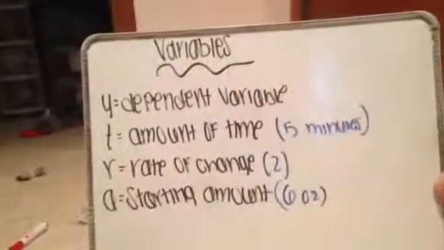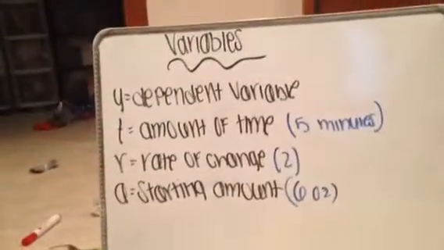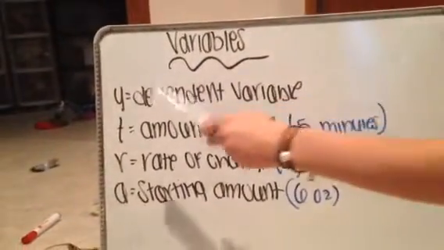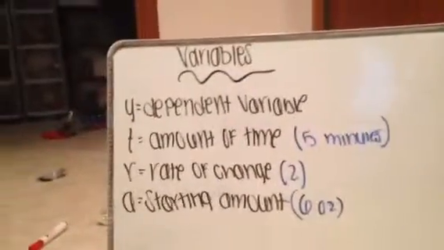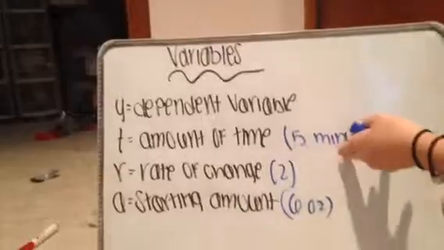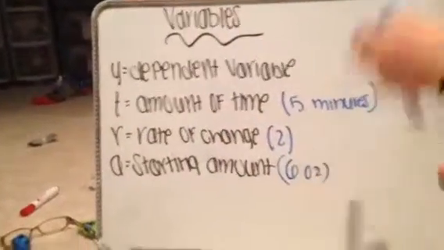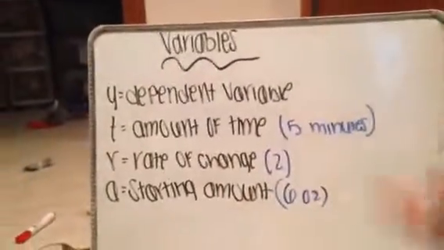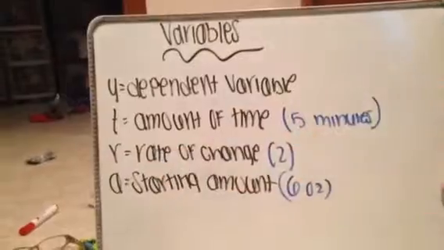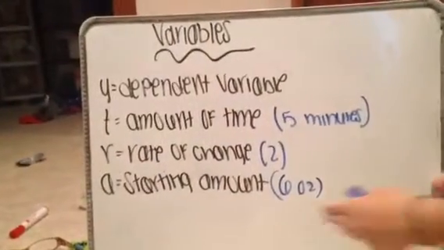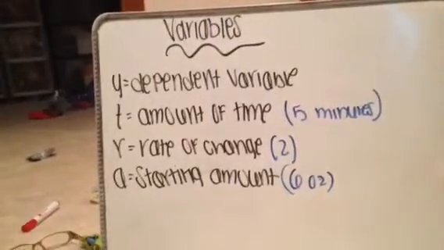Okay, so the variables in the word problem: y is the dependent variable. Y is just always the dependent variable. T is the amount of time, and the amount of time was the 5 minutes. So 5 is t. And then r is the rate of change. The rate of change in the problem was 2 because it doubled every minute. So 2 is r. And a is the starting point. 6 ounces is a because we started with 6 ounces of popcorn in the beginning.